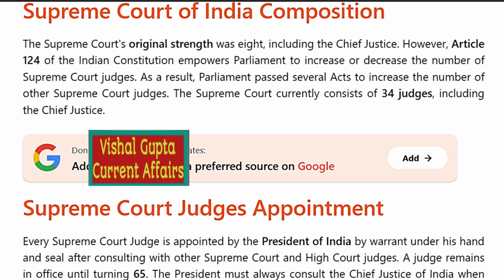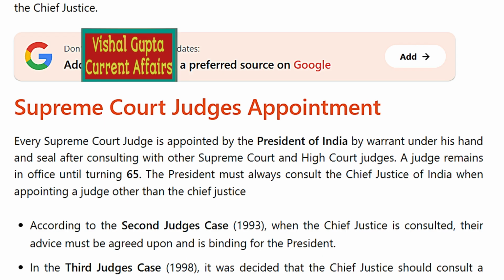Supreme Court Judges Appointment. Every Supreme Court judge is appointed by the President of India by warrant under his hand and seal after consulting with other Supreme Court and High Court judges. A judge remains in office until turning 65. The President must always consult the Chief Justice of India when appointing a judge other than the Chief Justice. According to the second judge's case, 1993, when the Chief Justice is consulted, their advice must be agreed upon and is binding for the President.